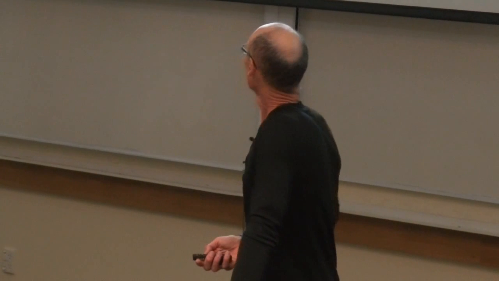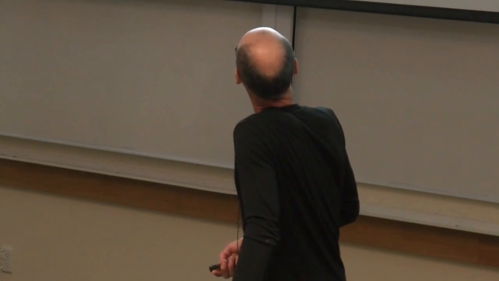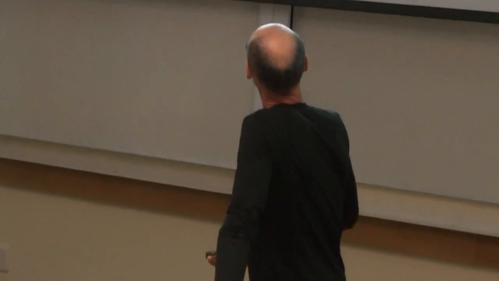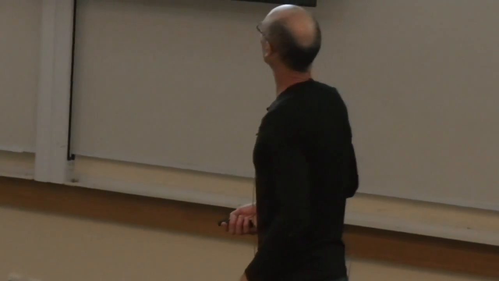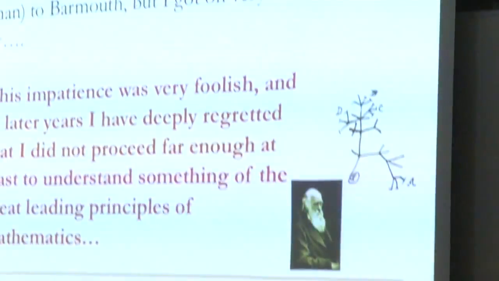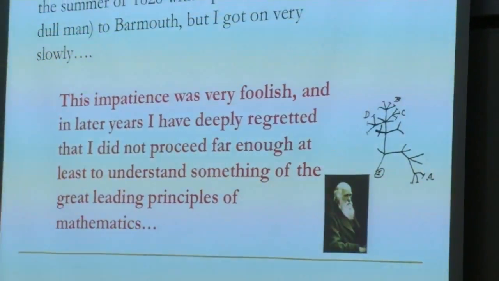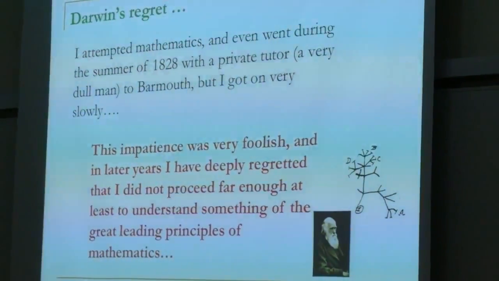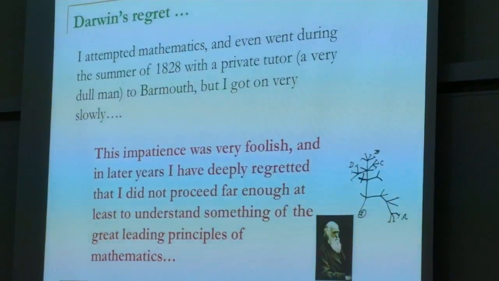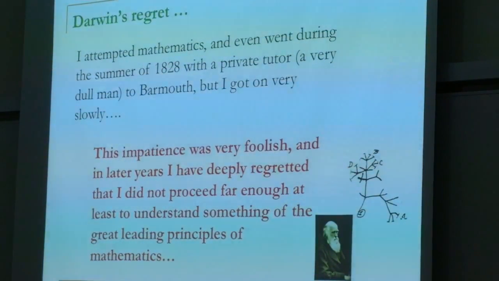Yeah, I said that Darwin really didn't like maths, and maybe it's just as well he didn't. But later in his life, when he was writing his autobiography, he talked about how he attempted it and had a private tutor, a very dull man, he says, at Barmouth, but I got on very slowly. But then he says, this impatience was very foolish, and in later years I've deeply regretted that I did not proceed far enough, at least to understand something of the great leading principles of mathematics.